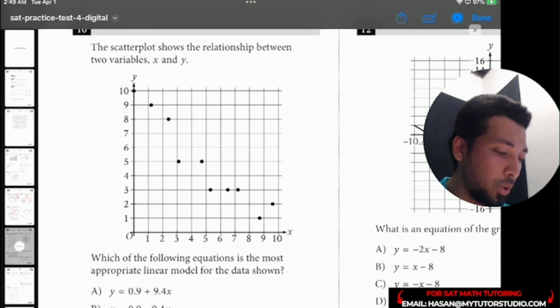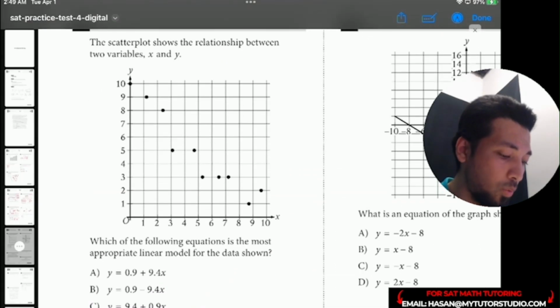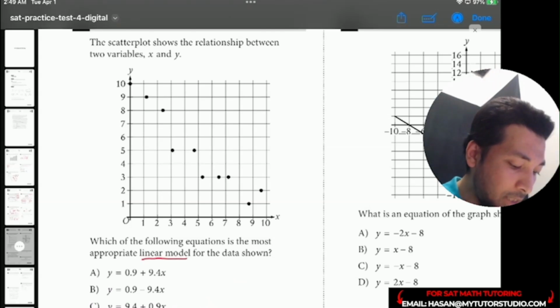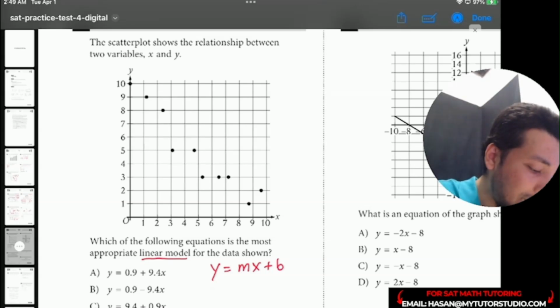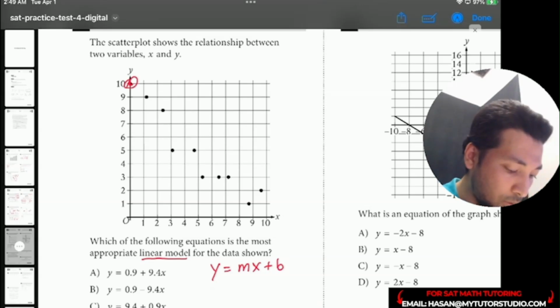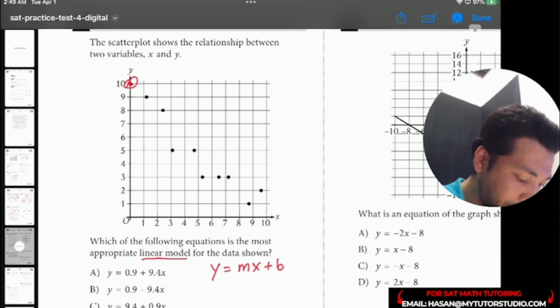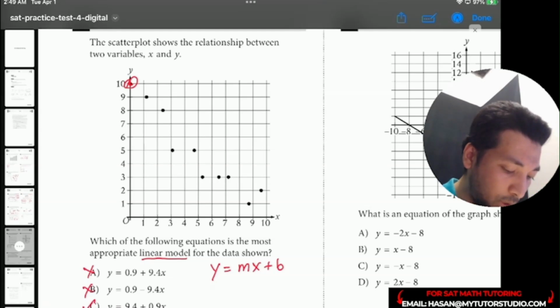The scatter plot shows the relationship between two variables x and y. Which of the following equations is the most appropriate linear model for the data shown? So we know that this is a linear model, so that can be modeled with the form of y is equal to mx plus b. And if we see that this b is almost close to 10, therefore it cannot be option A or option B because b is 0.9. So it can be option C or D, which is 9.4.